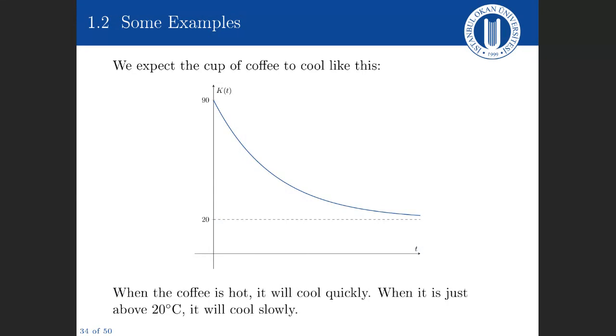We're going to expect the coffee to cool like this. We're told that we start at 90 degrees. We expect that to start with, the coffee cools down quickly, but as we get closer to the temperature of the room, as we get closer to 20 degrees, the coffee will cool down more slowly.